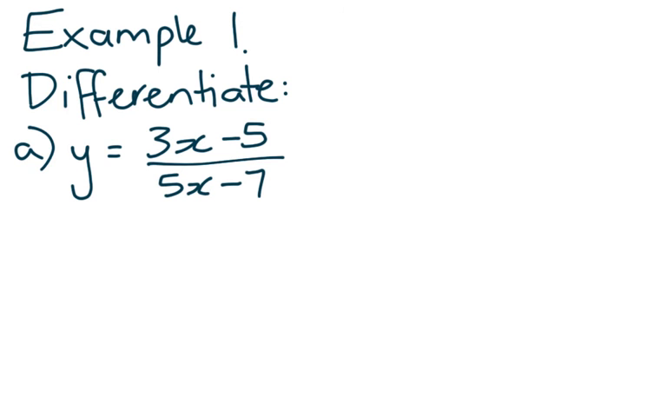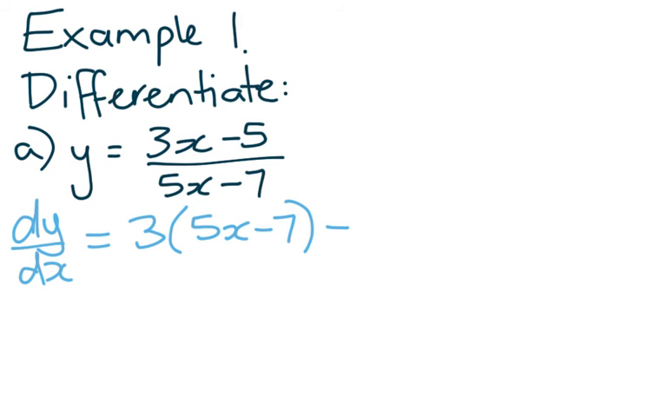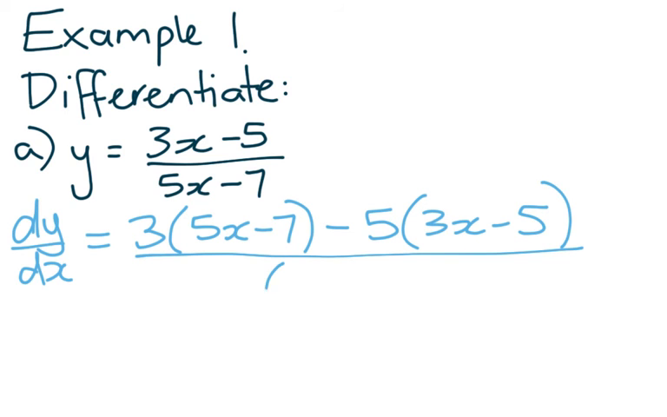So example 1, differentiate y equals 3x take 5 divided by 5x take away 1. So we have to first write out dy by dx, and it's bottom D top. So the derivative of the top is 3 multiplied by the bottom, take away the derivative of the bottom multiplied by the top, all over the bottom squared.